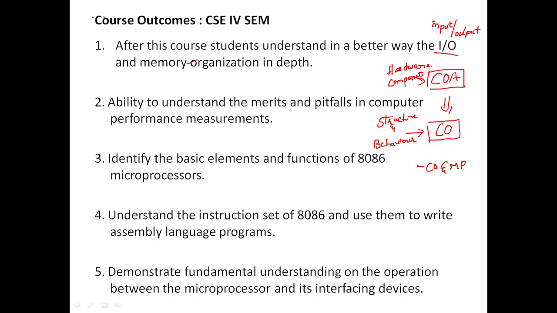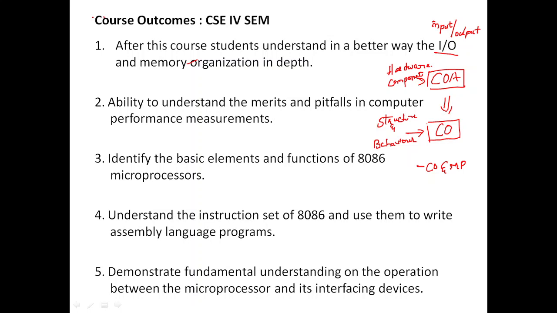Computer architecture deals with the hardware components, whereas computer organization deals with the structure and behavior of the computer system. That is the major difference between architecture and organization. In this subject, what we are going to learn is organization: we are concerned with the structure and behavior of the computer, but not with the hardware components or something else. This is one of the major differences between computer architecture and computer organization.